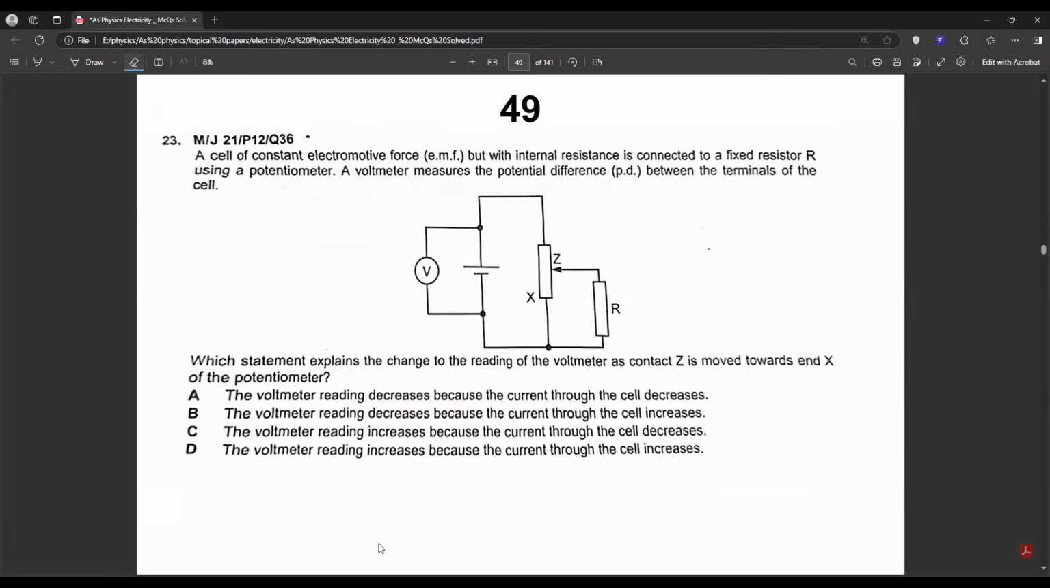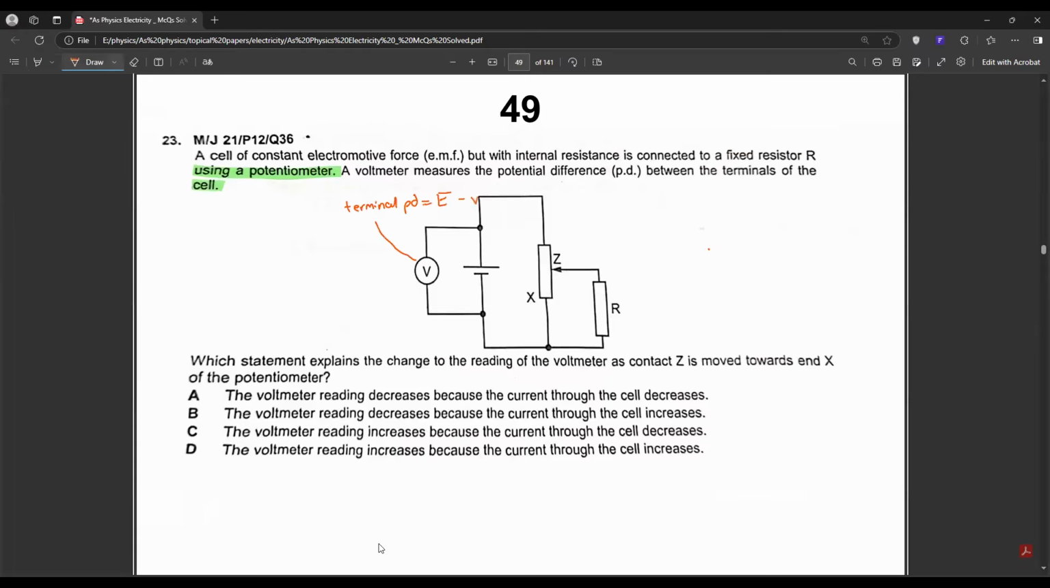Let's see this. This is a very technical question. A cell of electromotive force with internal resistance is connected to a fixed resistor R using a potentiometer. A voltmeter measures the potential difference between the terminals of the cell. This voltmeter is measuring the terminal potential difference. What is terminal potential difference? EMF minus the voltage across the internal resistance. Which statement explains the change to the reading of the voltmeter?